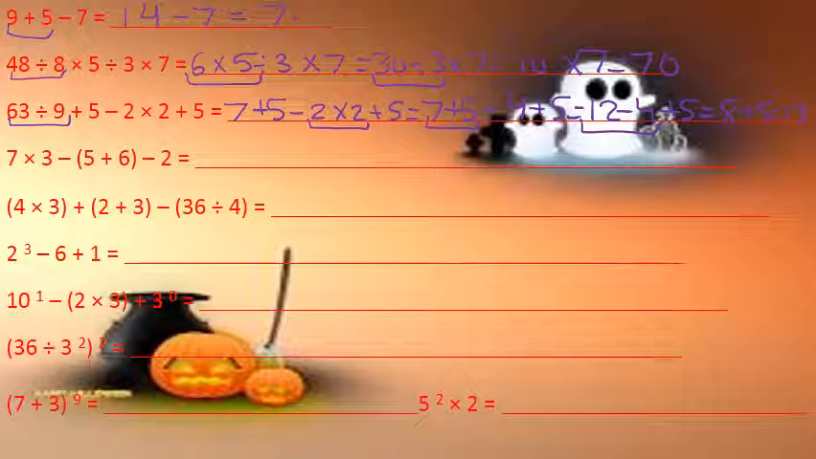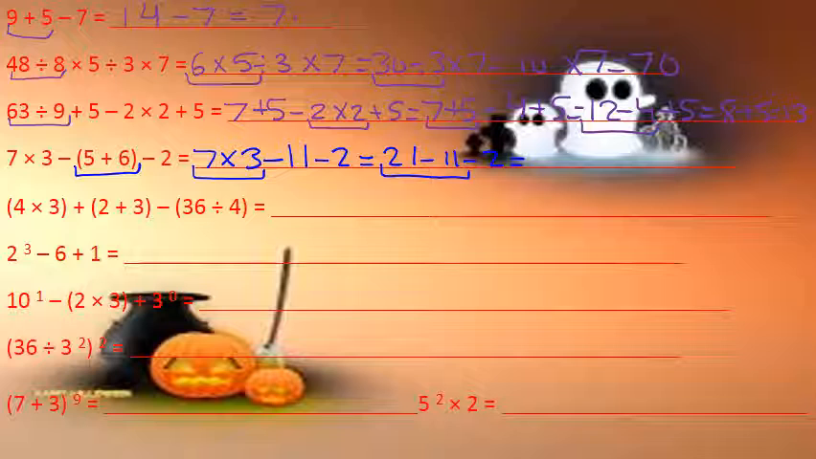Now we have parentheses. We know that parentheses is the strongest, so we should start with the parentheses first. We write 7 times 3 minus, what's 5 plus 6? It's 11 minus 2 equal. Now multiplication is the strongest. 7 times 3 is 21 minus 11 minus 2 equal. 21 minus 11 is 10. 10 minus 2 is equal to 8 because it's a simple numerical expression.